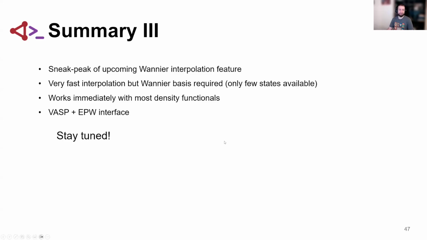Now, the summary of this final part, the sneak peek, is really just, yes, Wannier interpolation is coming. It's been in the works for a very, very long time, but we finally feel like it can be released in some form. It's very fast interpolation, but it requires a Wannier basis. So we will continue to offer more and more sophisticated ways of Wannierization, so you can also take advantage of this. It does work immediately for most density functionals. And finally, the VASP to EPW interface is something to really look forward to. So stay tuned and check out our releases.